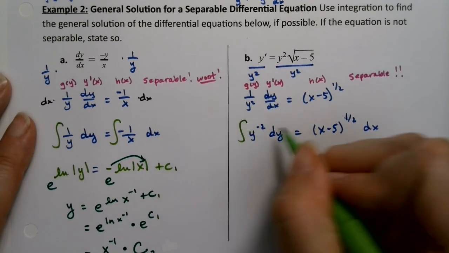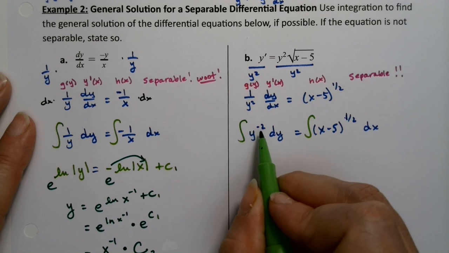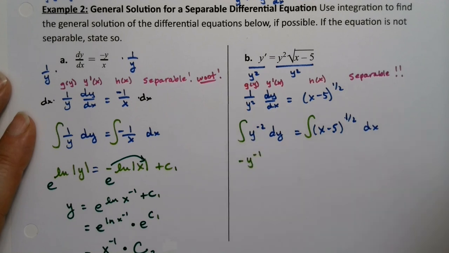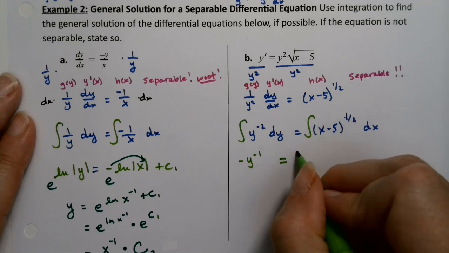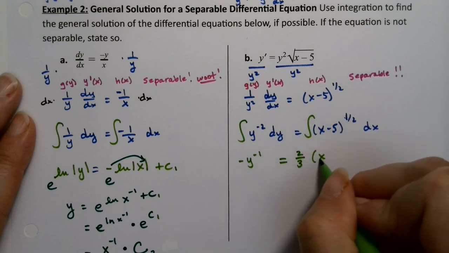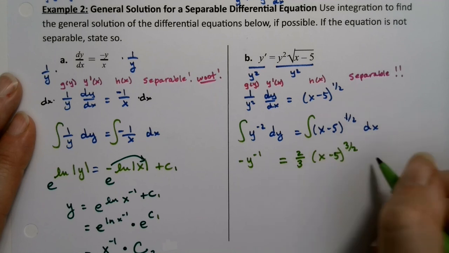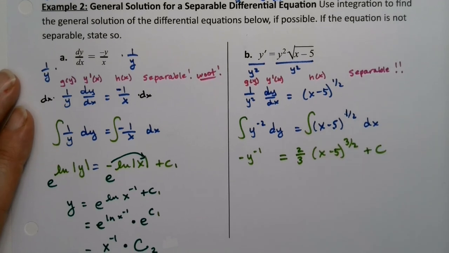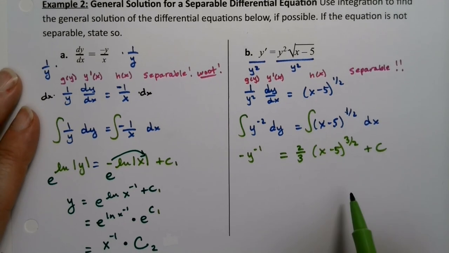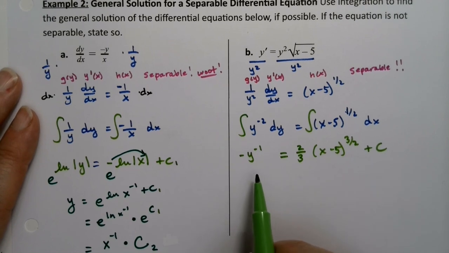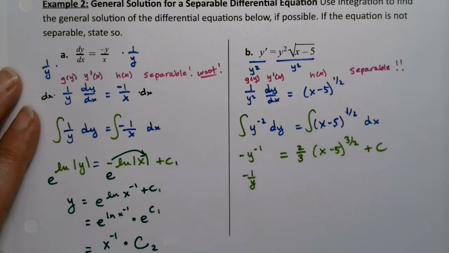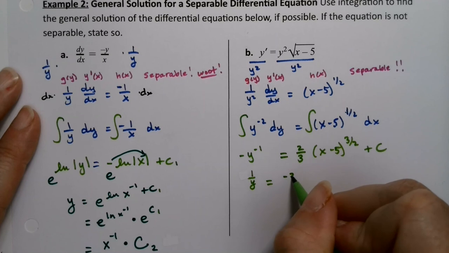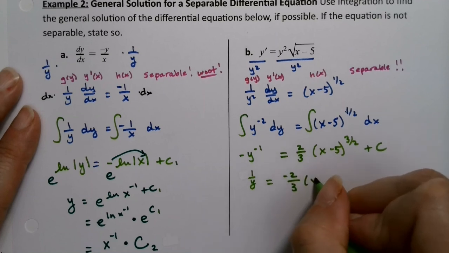All right, when I integrate both sides, the integral of y to the negative 2 is negative y to the negative 1, and that equals, and then when I add 1 to this power, it becomes 3/2. So I put 2/3 x minus 5 to the 3/2 plus c. So you slap on a constant over there. All right, well, if I want to solve this explicitly for y, this is negative 1 over y. Actually, let's kill two birds with one stone here. So it's 1 over y equals negative 2/3. See what I did there?